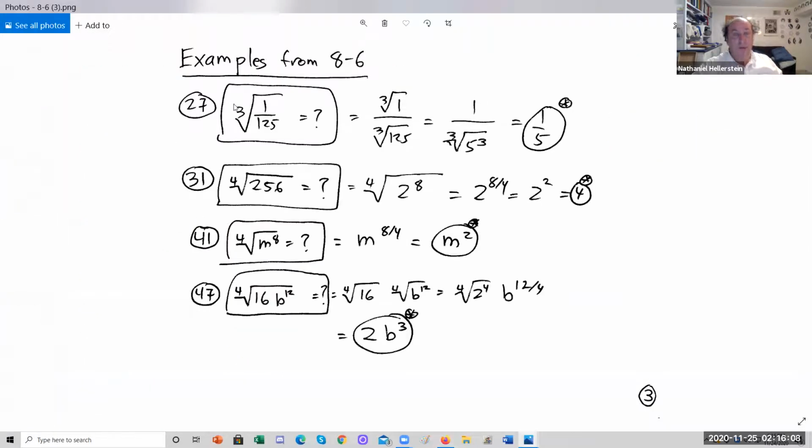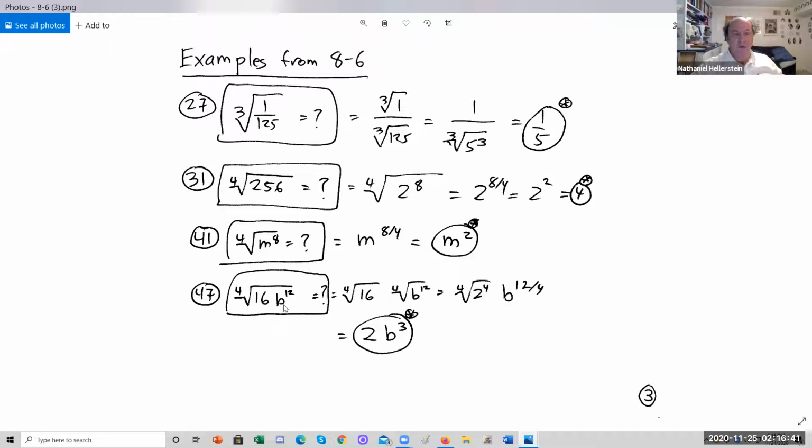So, for example, the cube root of 1 over 125. Well, that's the cube root of 1 over the cube root of 125. The cube root of 1 is just 1, and 125 is 5 cubed, so its cube root is 5, so you get 1/5. Here's a 4th root of 256. Now, 256 is 2 to the 8th power, so this is 2 to the 8/4, which is 2 to the 2nd power, or 4. Similarly, a 4th root of m to the 8 is m to the 8/4, or m squared. These are the same problem.